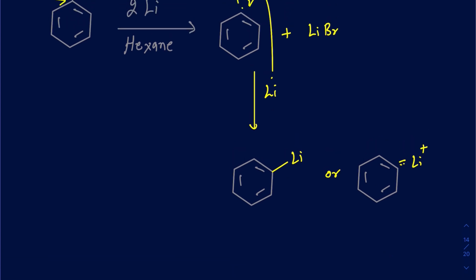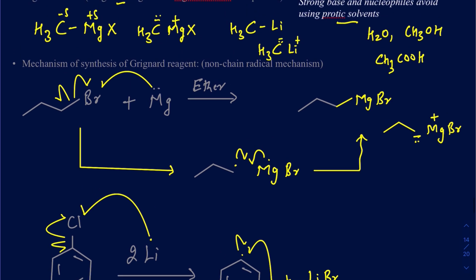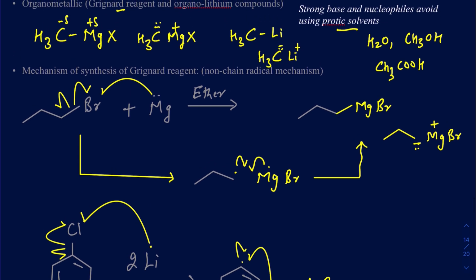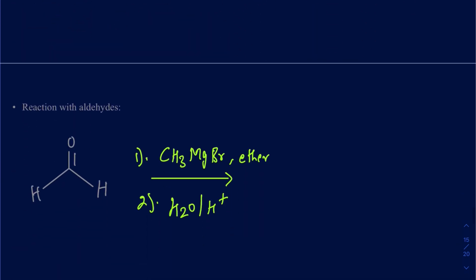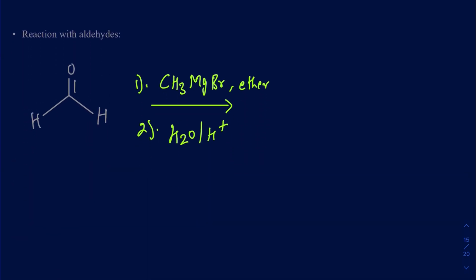So once you have created these Grignards, and this is going to be the way of creating the Grignards or the organolithium, you can react them with different compounds that have carbonyls, especially, for example, aldehydes, ketones, acid halides, anhydrides, and esters, and they can make alcohols. So I'm going to talk one by one, starting with the aldehyde.